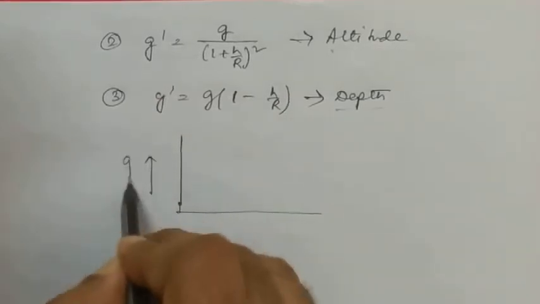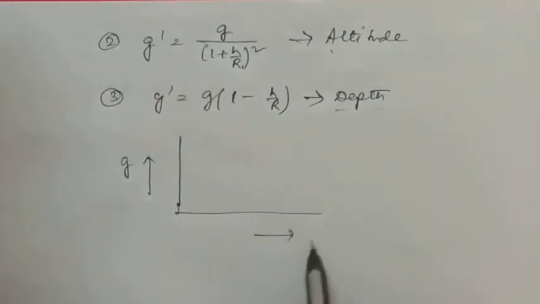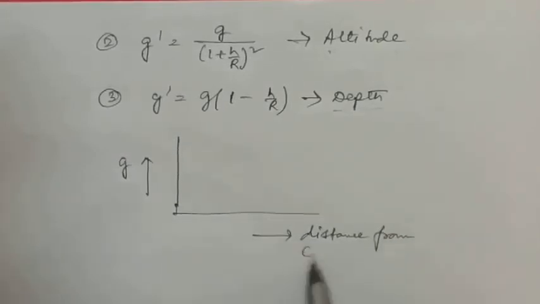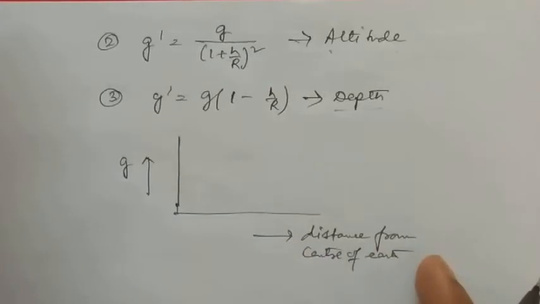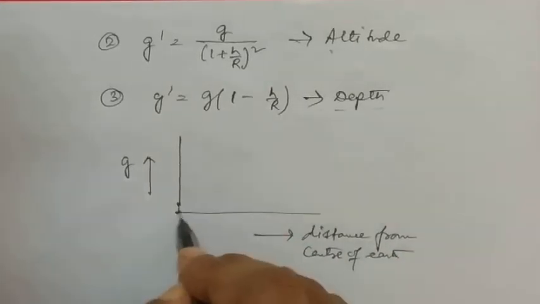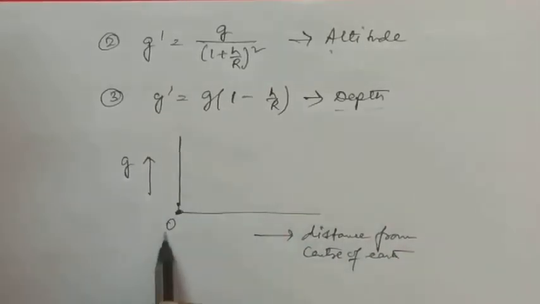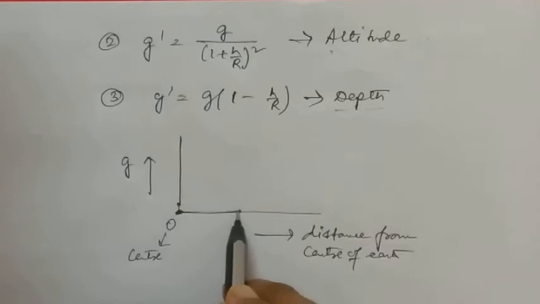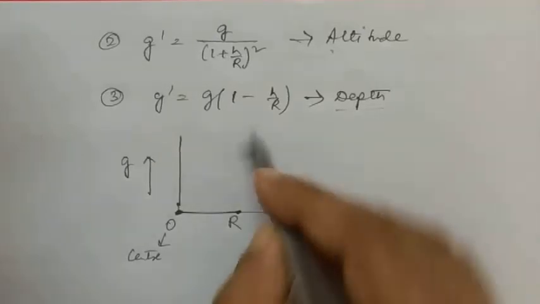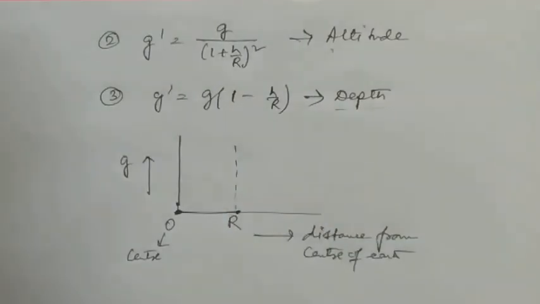This is g and this is the distance from the center of the earth. The variation of g with the distance from the center of the earth. Now if we take the origin to be the center of the earth, and suppose this distance is r, so the surface of the earth is here.